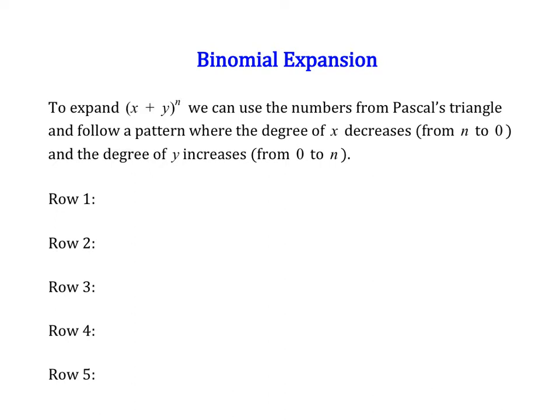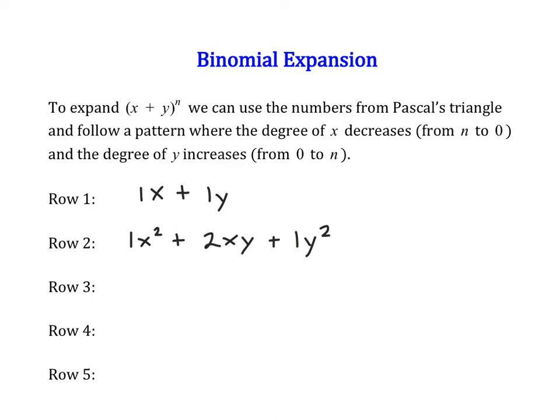So for row 1, the two numbers from Pascal's triangle are 1 and 1. And then we start with x to the power of 1, and then x to the power of 0, and then y to the power of 0, y to the power of 1. So this one is pretty obvious because it's just (x + y) to the power of 1, so 1x plus 1y. Now for row 2, the numbers from Pascal's triangle are 1, 2, 1. Then we start with x, so we have x squared, x, and then x to the power of 0. And then here we'd have y to the power of 0, y, y squared. So you can see that the degrees for x are getting smaller and the degrees for y are getting bigger.